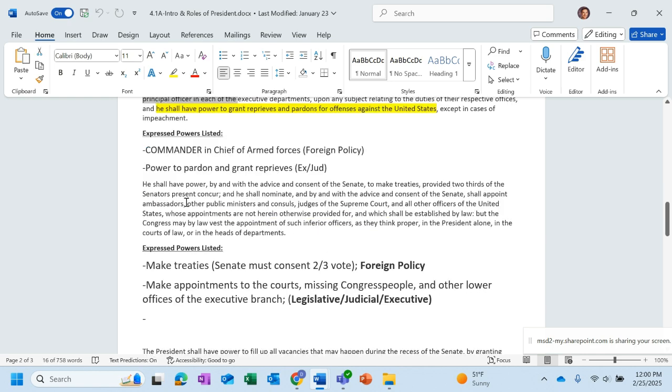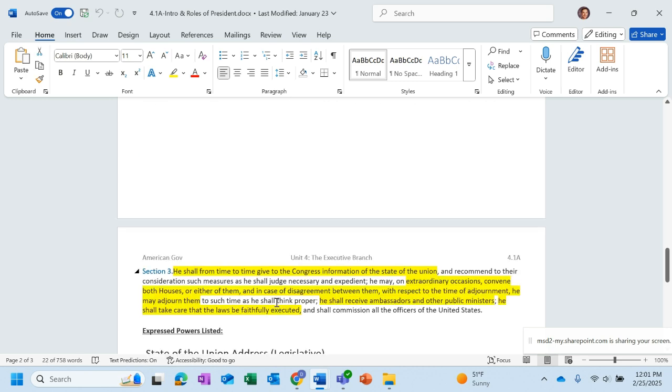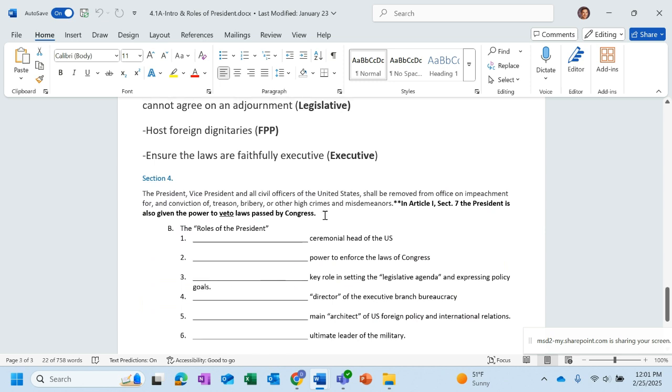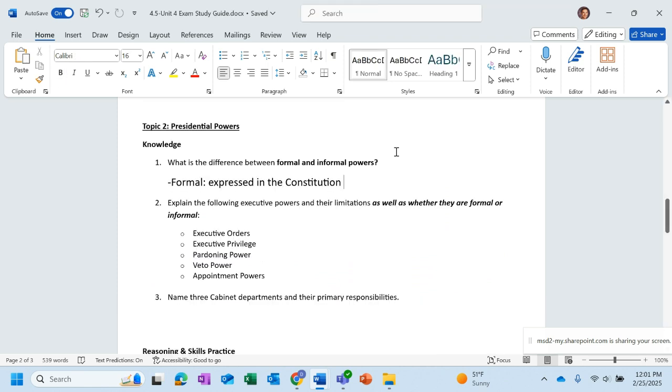doing appointments, making treaties, appointing ambassadors, everything in here. Those are the president's express powers. The only one that's not in there is, I think I put it in here somewhere, the power to veto laws. That is in Article 1 because it talks about the legislative branch. So those are express powers. Informal powers.